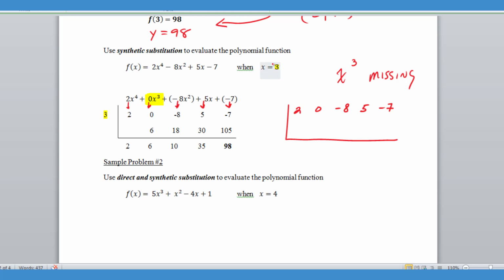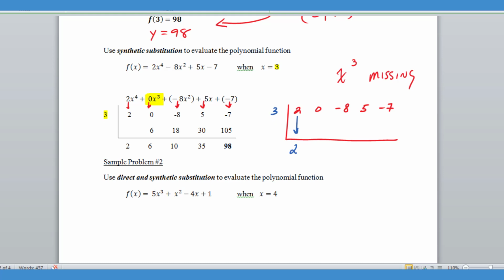And so we're just going to create a little box here to run our synthetic substitution. I'm evaluating this problem for 3. So I'm going to put the little 3 out here. And that's important because that's the number we're going to be using all the way across this in synthetic substitution. So the very first step for me is to just take this 2 and drop it down outside of the box.